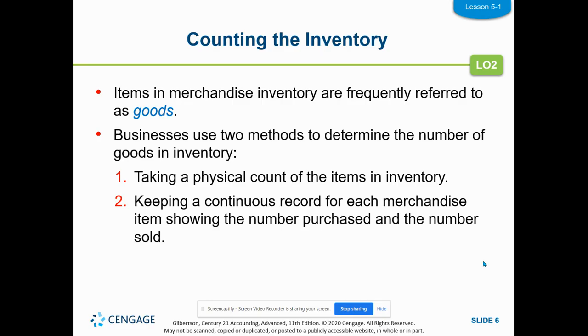Remember, there is perpetual, and then there is periodic inventory. Perpetual is constant. When you scan an item, it automatically deducts it from the inventory. That's continuous, that's perpetual. And then your physical count, that's your periodic. You do that once a year.